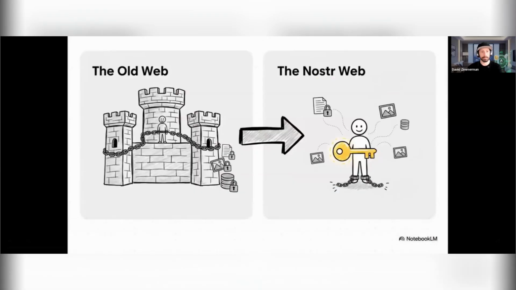And this right here, this shows you the massive difference. In the old web, the platforms own everything. Your identity, your data, they set all the rules. But on the Nostr web, you control your identity with your key. Your data is portable. You are in charge. It's a complete flip, a fundamental shift in power from the platform right back to the user.